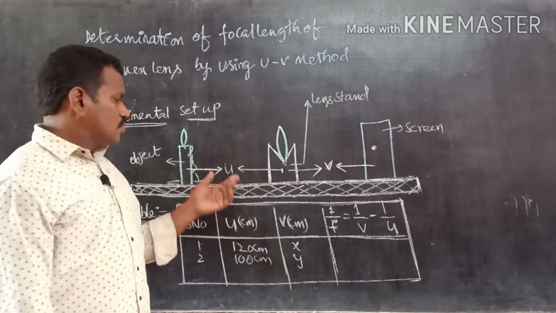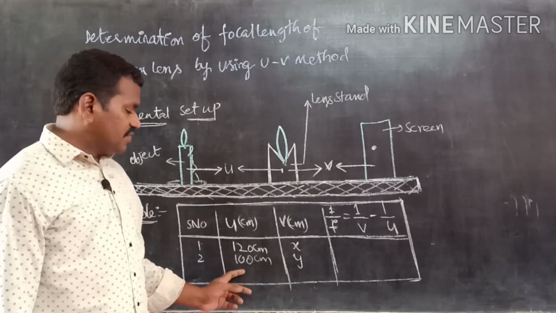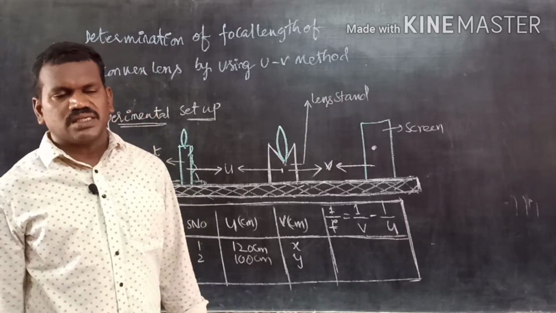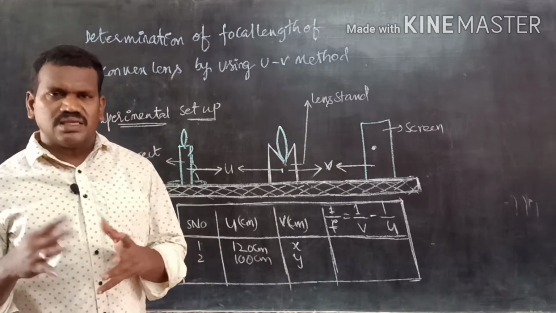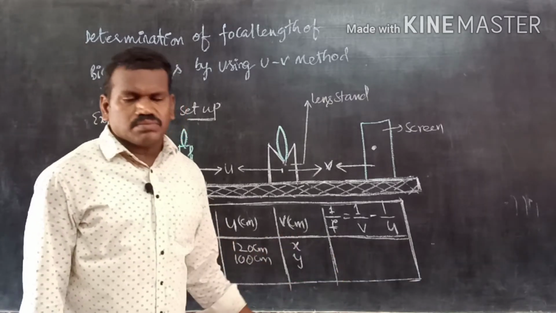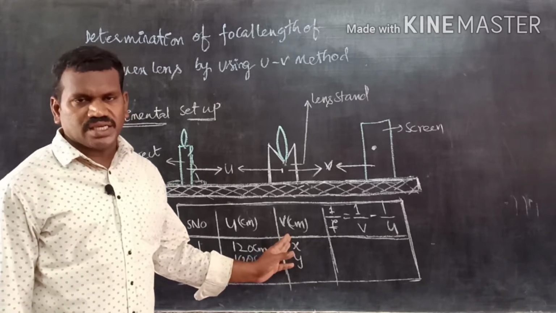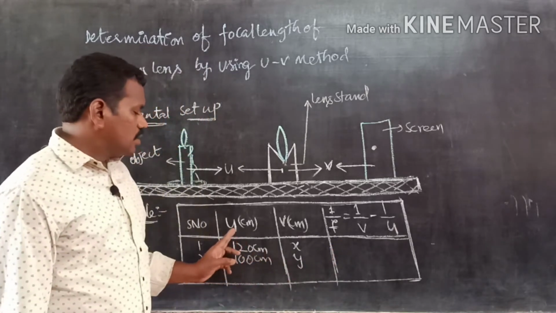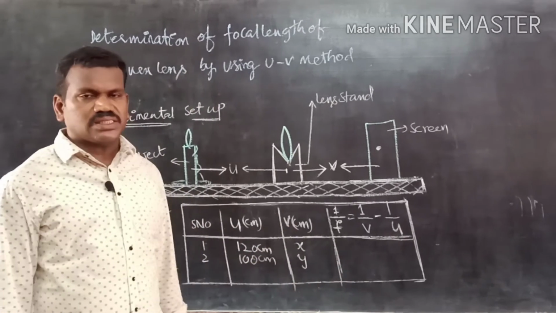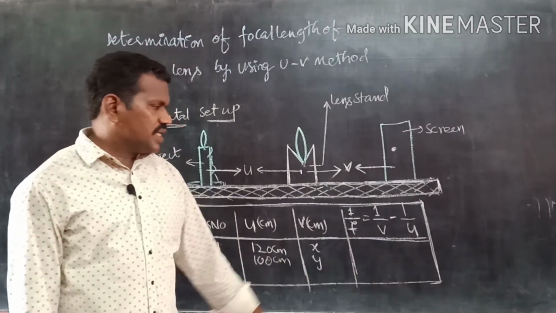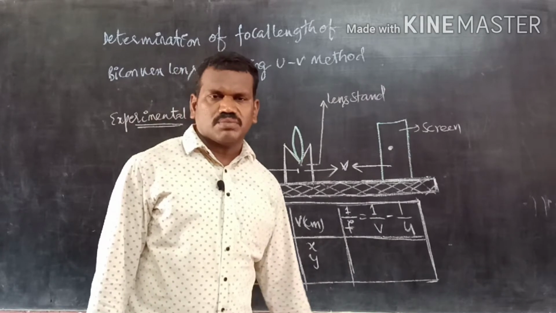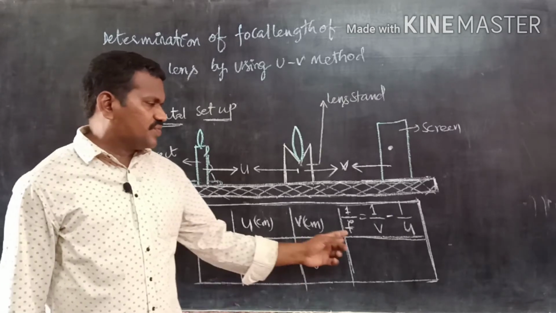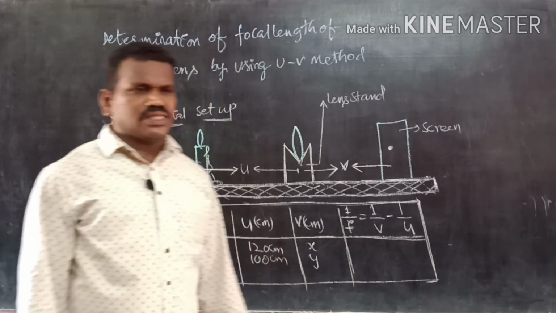Like that we should perform the activity for 80 centimeters, 60 centimeters, 40 centimeters and 20 centimeters of the object distance. Every time we should note down the value of the image distance. Every time we should substitute the values of object distance and image distance in the formula 1 by f is equal to 1 by v minus 1 by u. Finally we can get the focal length f is equal to uv by u minus v.